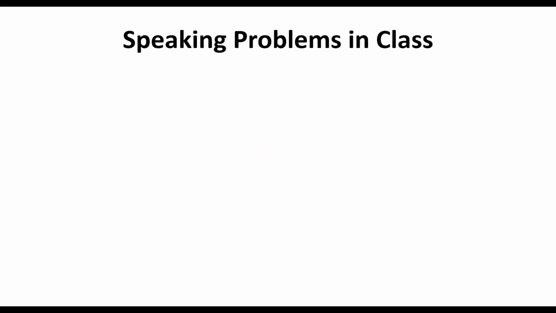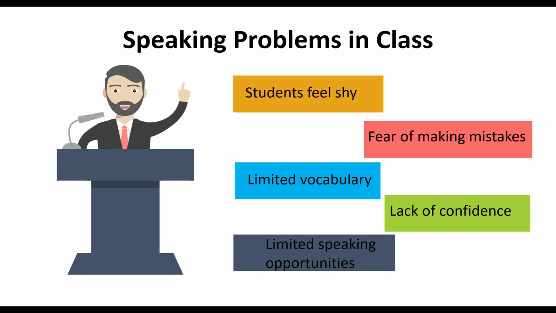Speaking problems in class. What are the speaking problems in class? Number one, students feel shy. Number two, fear of making mistakes, limited vocabulary. This is the biggest problem when we learn foreign languages. We don't know the vocabularies, so we cannot speak that language fluently. Lack of confidence, yeah. We feel so afraid to speak to the other people. We are afraid if the other people laughed when we make mistakes.